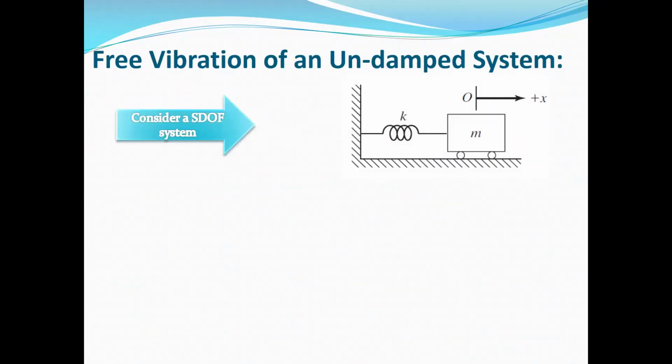So we start with the free vibration of an undamped system. A simple form of a vibrating system consists of a mass and a spring. The mass is considered M and the spring is considered with the stiffness K. And also we need to consider a degree of freedom for this system. Here you can see we assume that the degree of freedom is X and the positive direction is to the right, and it will be measured from the equilibrium condition.